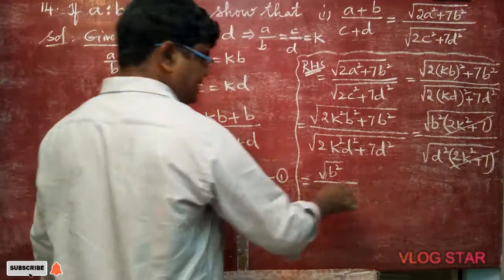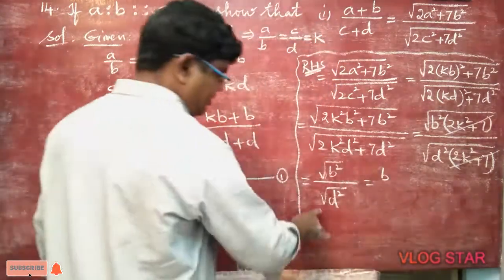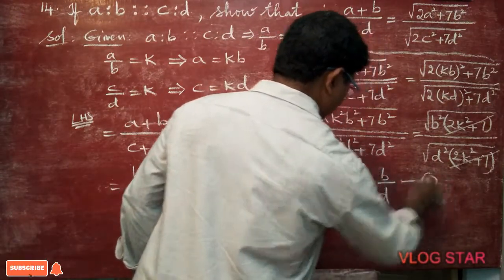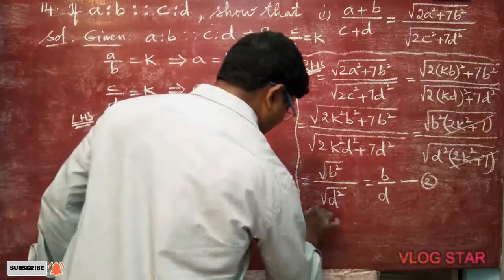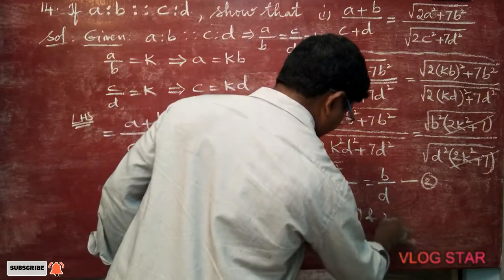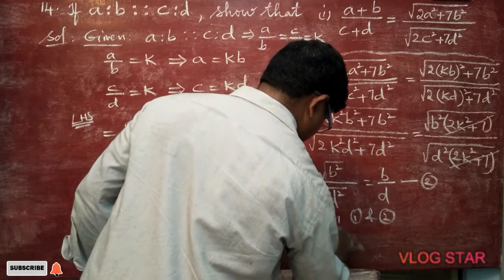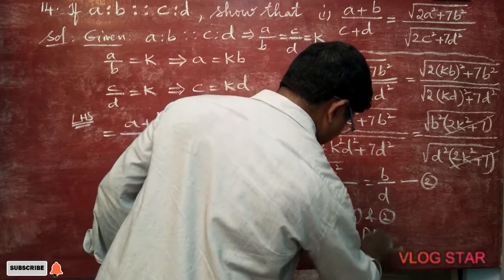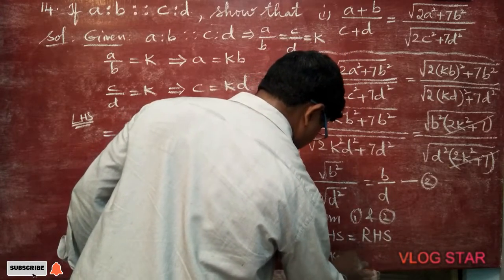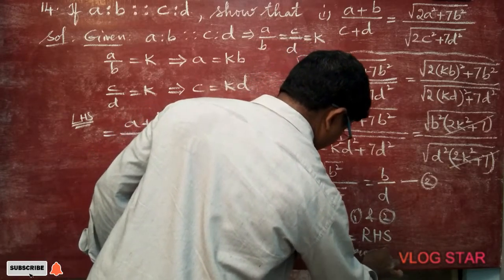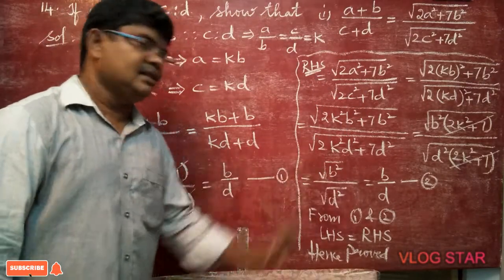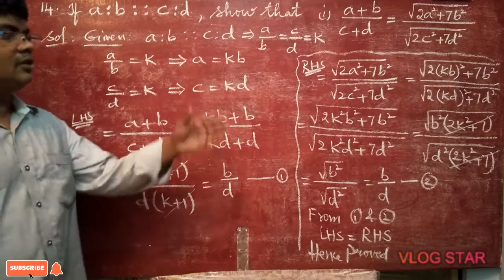What is the square root of B square? It is B. What is the square root of D square? It is D. So this is number 2. From 1 and 2, LHS is equal to RHS, hence proved. Because both answers are same, we have proved. Same answer we got. LHS answer how much we got? The same RHS answer also we got.